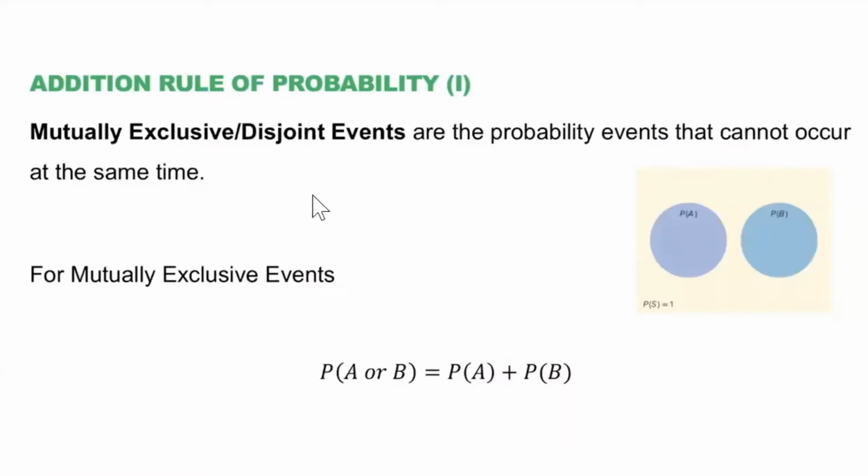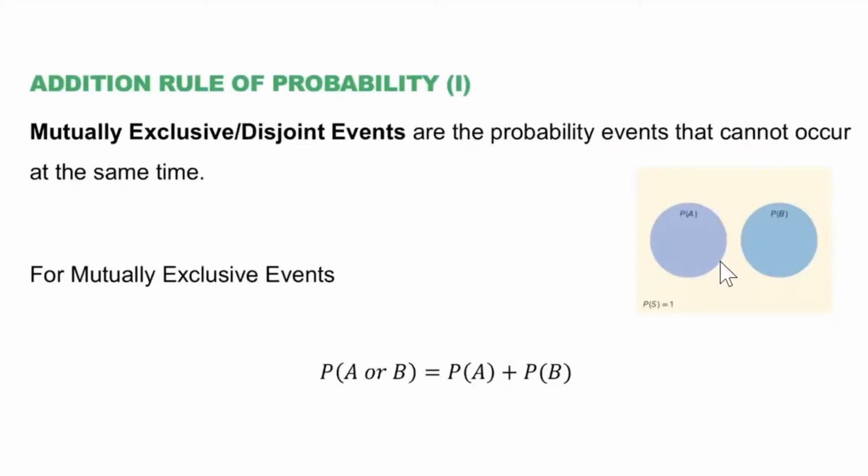There is a special formula for calculating the probability of disjoint events, that is, probability of A or B is equal to probability of A plus probability of B. Make sure you write this formula. We use the addition rule when we see the word or between two events.